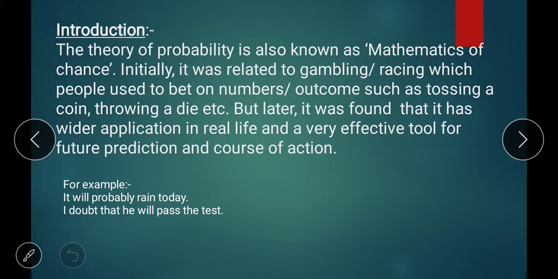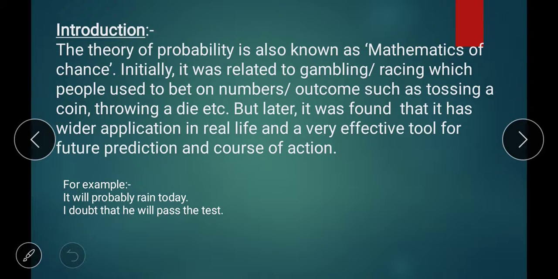For example, it will probably rain today. I doubt that he will pass the test. Students listen. First one, it will probably rain today. Here there are two possibilities. What are they? Whether it rains or does not rain. Then the second one, I doubt that he will pass the test. Here there are two possibilities. What are they? Whether he will pass or he will fail.